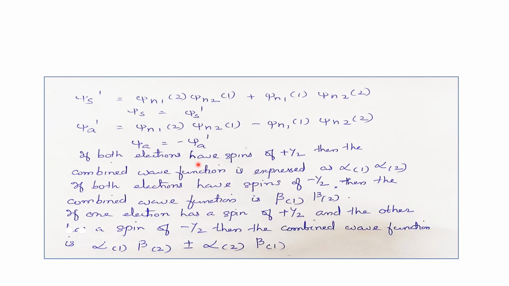If both electrons have spins of plus half, then the combined wave function is expressed as alpha 1, alpha 2. If both electrons have spins of minus half, then the combined wave function is expressed as beta 1, beta 2. If one electron has a spin of plus half and the other has a spin of minus half, then the combined wave function is expressed as alpha 1 beta 2 plus or minus alpha 2 beta 1.